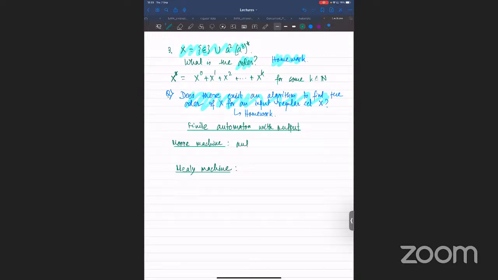So what is a Moore machine? Moore machines are automata with output on states. I'll define what it means. And Mealy machines are automata with output on transitions.